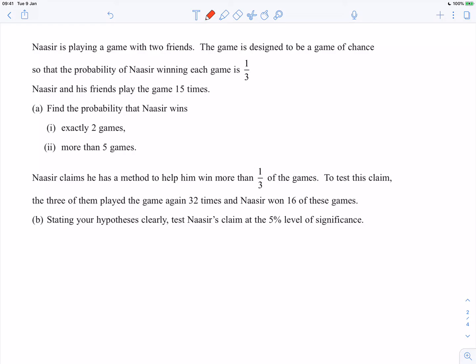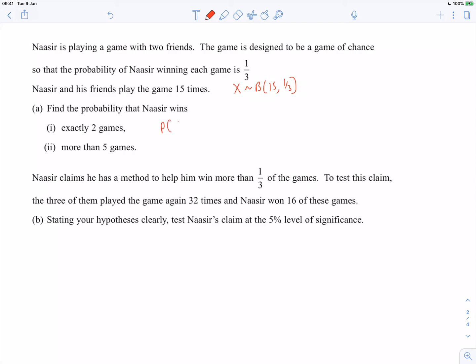Nazir is playing a game with two friends. The game is designed to be a game of chance, so the probability of Nazir winning each game is 1/3. Nazir and his friends play 15 times. Right, stop. That means we've got a distribution that's distributed binomially, where there are 15 tries, and the probability that Nazir wins is 1/3. Done. Find the probability that Nazir wins exactly 2 games.